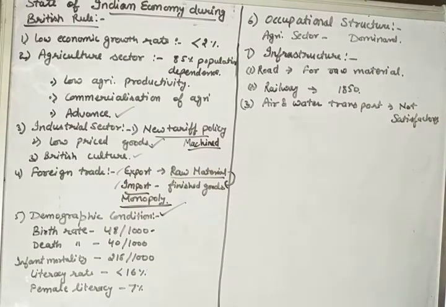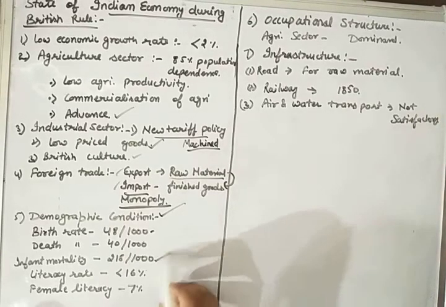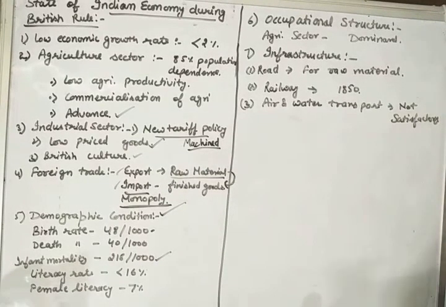That shows our poor health condition. Along with it, the infant mortality rate, that means the children who die within a year of their birth, was 218 per thousand. That was very high. 218 children were dying at that time. But in today's era, 24 per thousand is the infant mortality rate. So you can compare how many children were dying because of the low quality healthcare system in India.